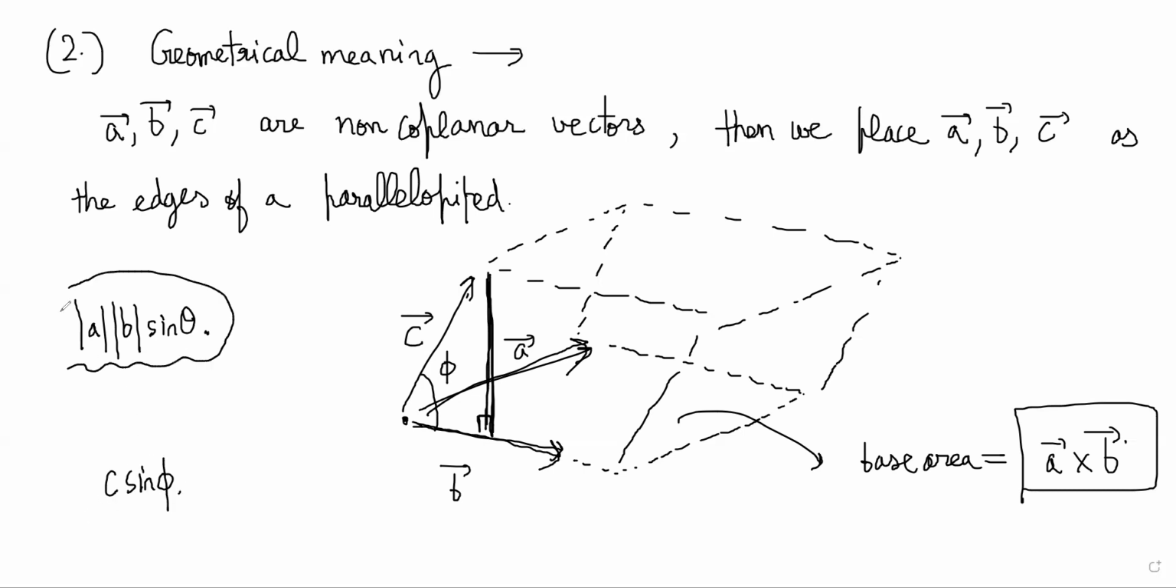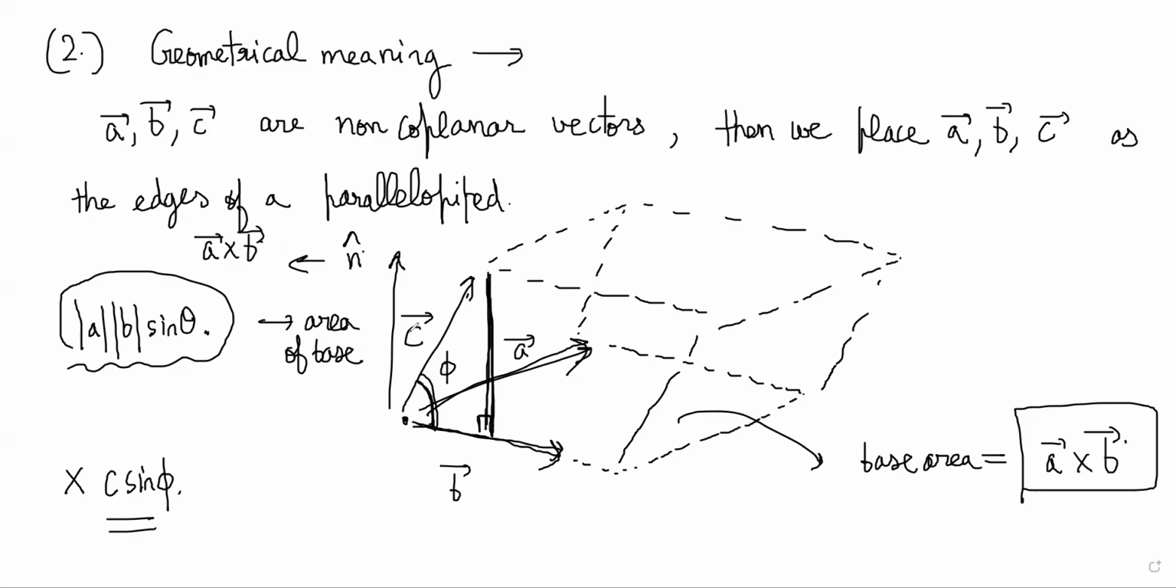This was the area of the base, right? Area of base. If I multiply that with C sine phi, I will get the volume of the whole thing, right? And imagine this is the normal vector. This is the vector in the direction of A cross B. So this angle phi is pi by 2 minus this angle. And this angle is the angle between A cross B and C, right?